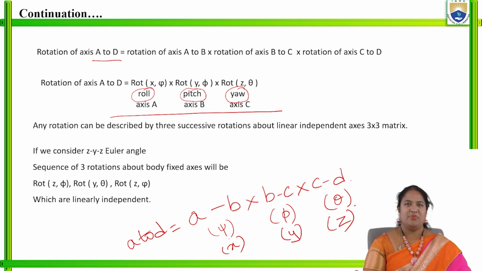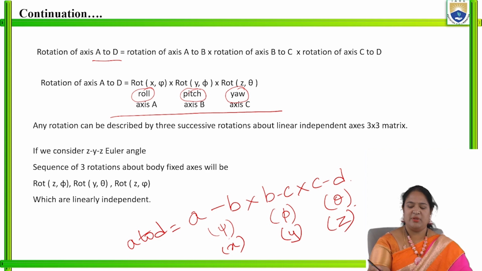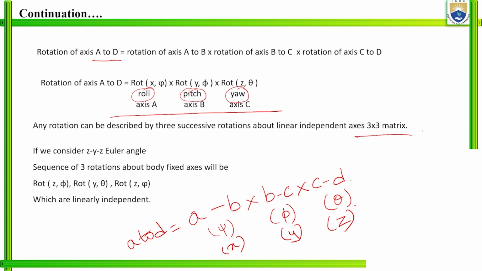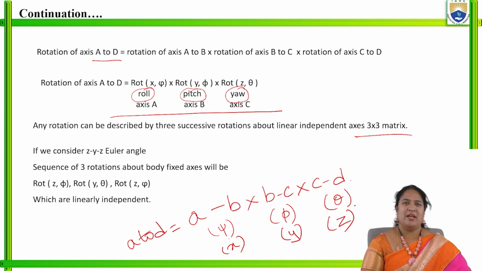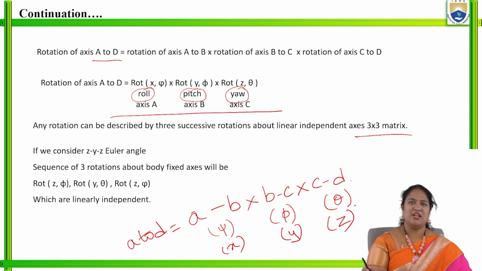Right? So, this particular rotation will be taking place in a 3 by 3 matrix. Right? So, this particular rotation of the axis from A to D will be taking place in a 3 by 3 matrix, because it is a rotation of 3 axes. Right? So, any rotation can be described by 3 successive rotations. Any rotation matrix of any particular robot will be taking place by 3 successive matrices which are independent and which give a 3 by 3 matrix.